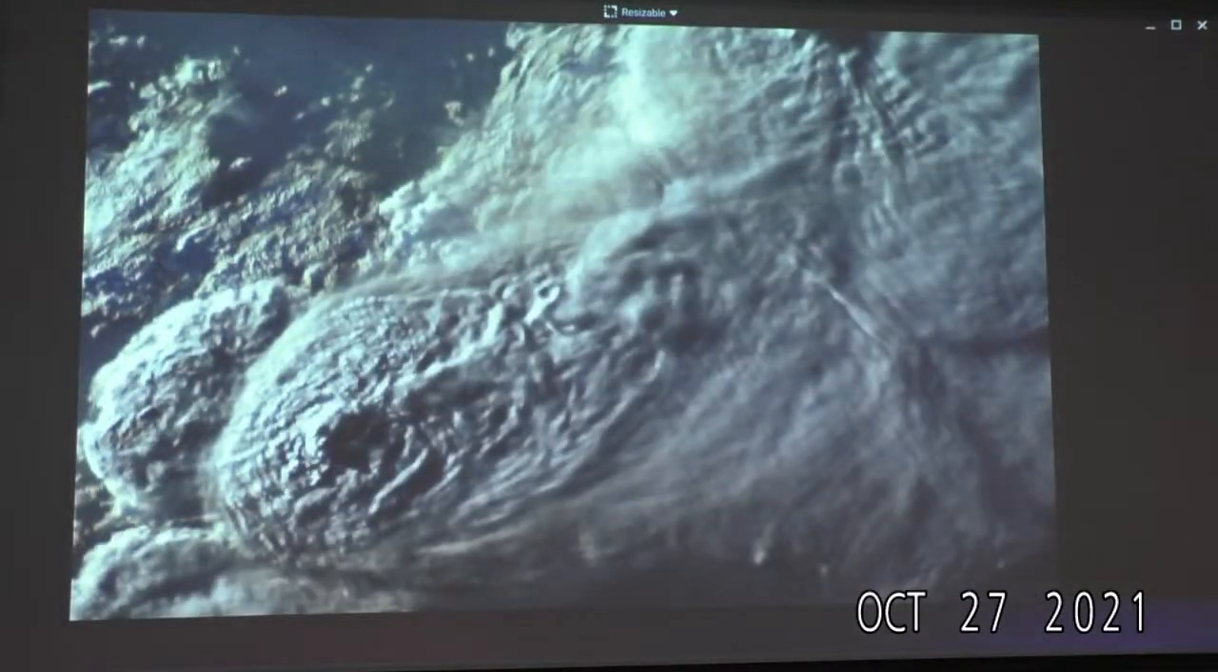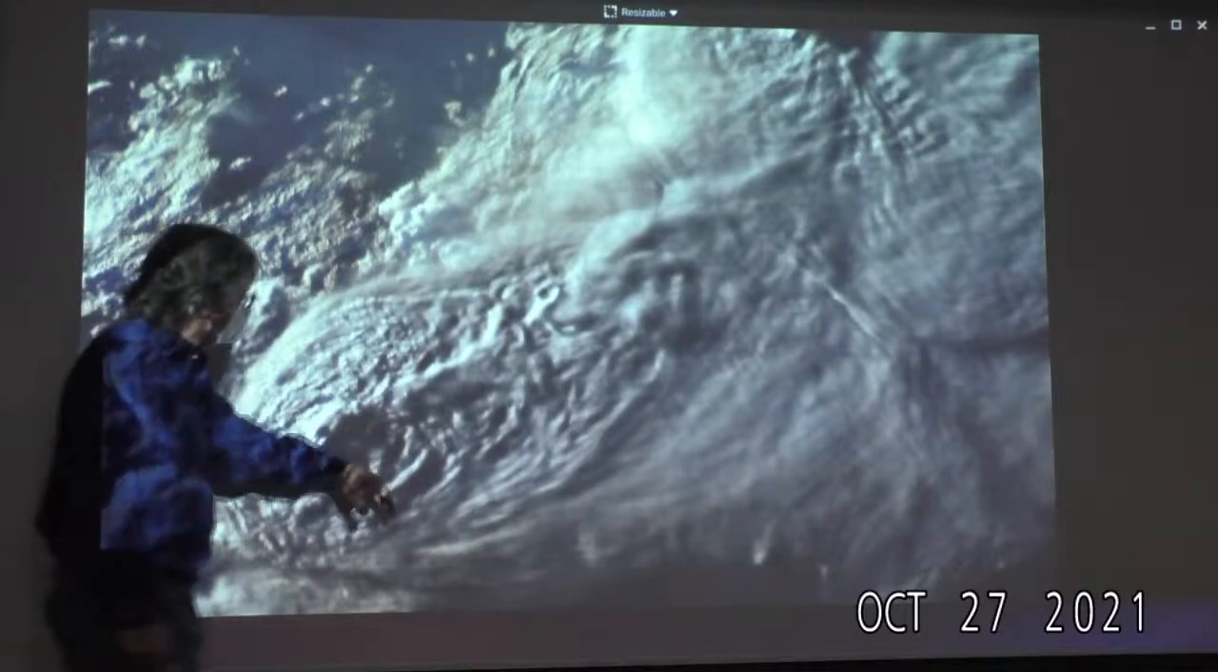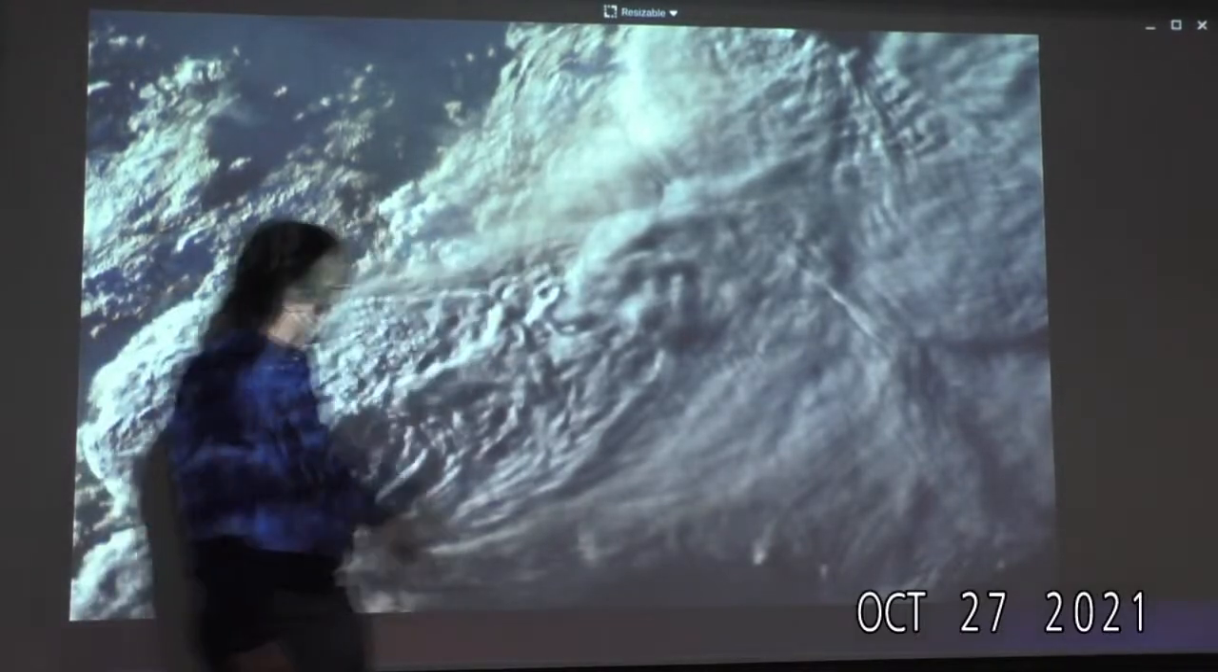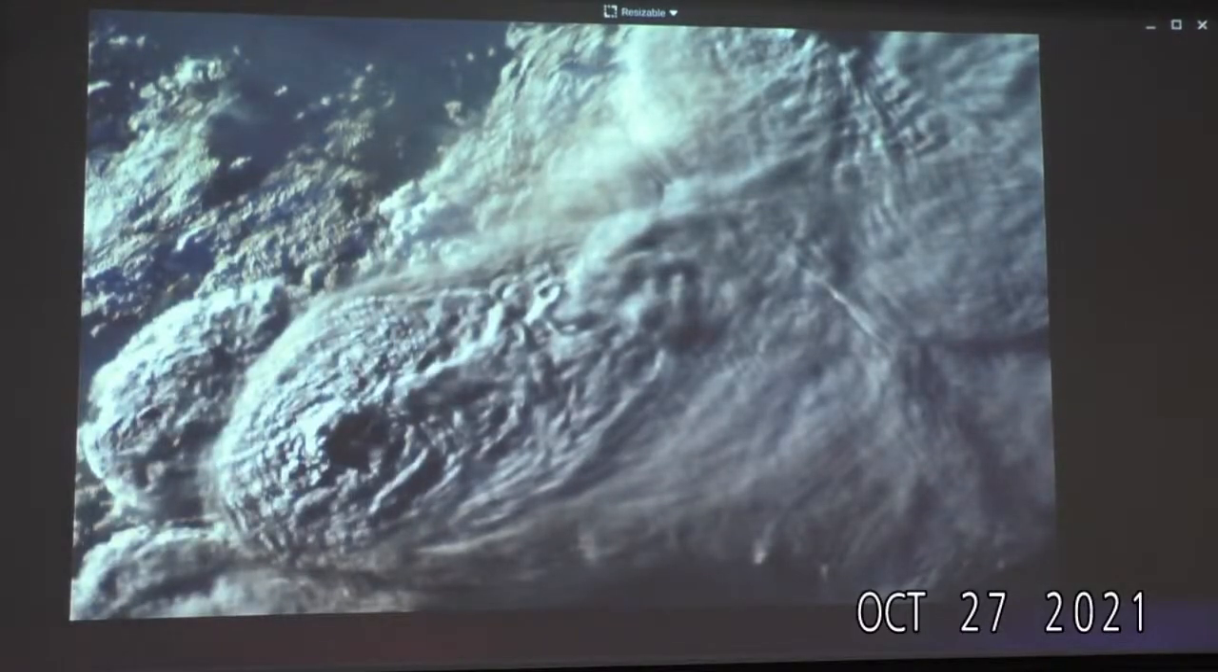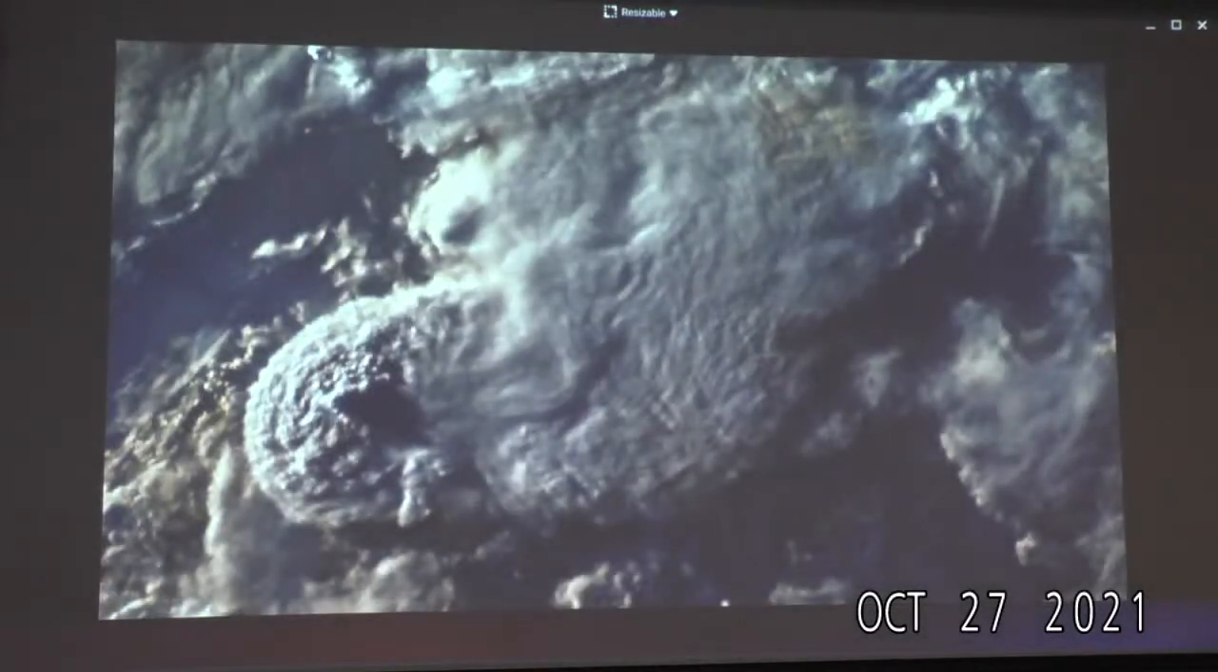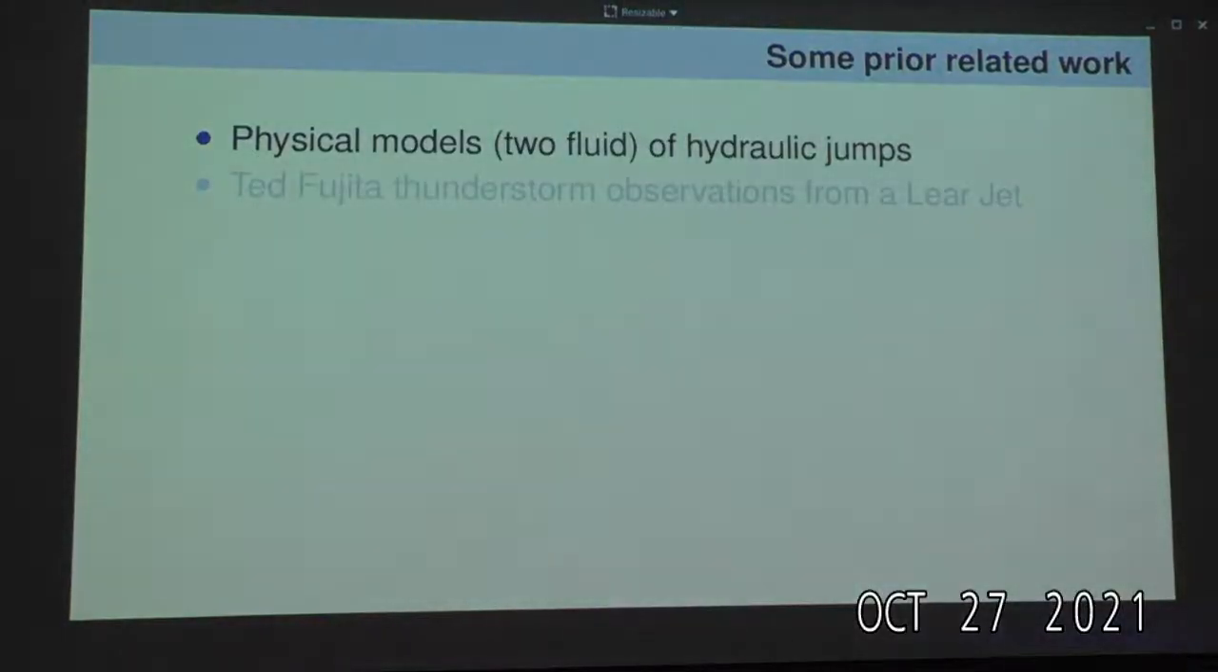Here's another storm, overshooting top. This is late afternoon, so you're getting those lovely shadows. There's your plumes, some other maybe plumy stuff going on there. And here's another one. You get the picture. That's what AACPs look like in the visible.